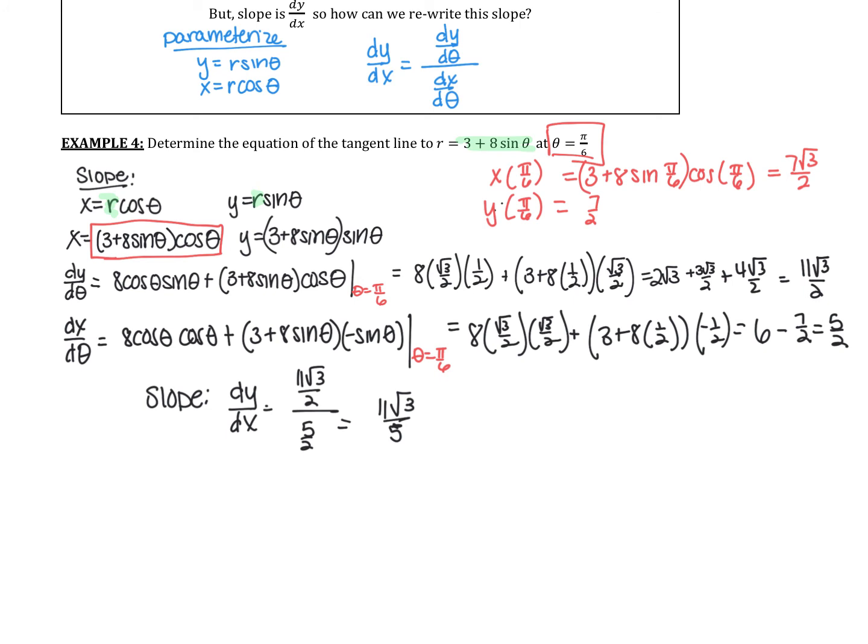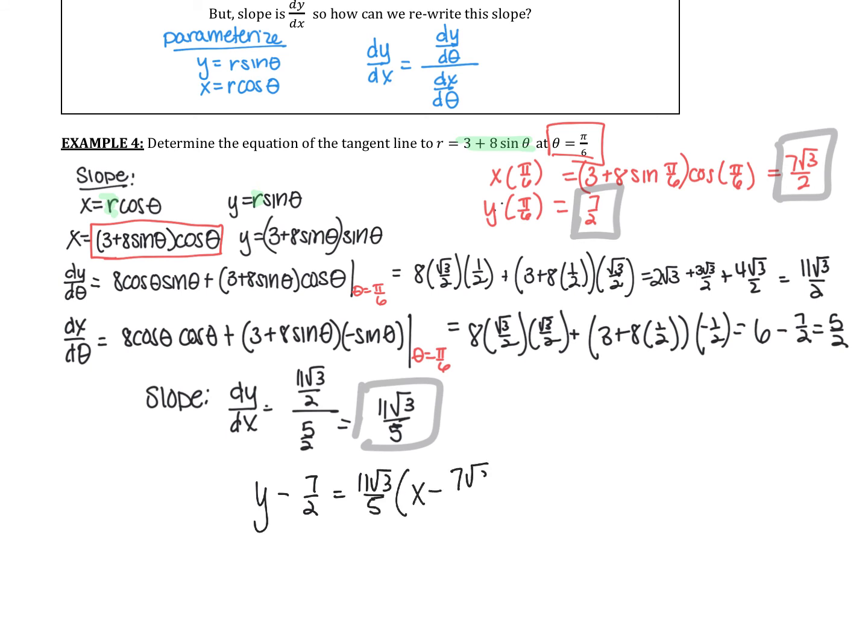So now I have all the information I need. I have a slope, I have an ordered pair, an x and a y, and now I can write my equation. Let's do it in point slope form actually. y minus 7/2, that's the y value, equals 11 root 3 over 5 times x minus 7 root 3 over 2. And this is my equation of the tangent line to r equals 3 plus 8 sine theta at theta equals pi over 6.